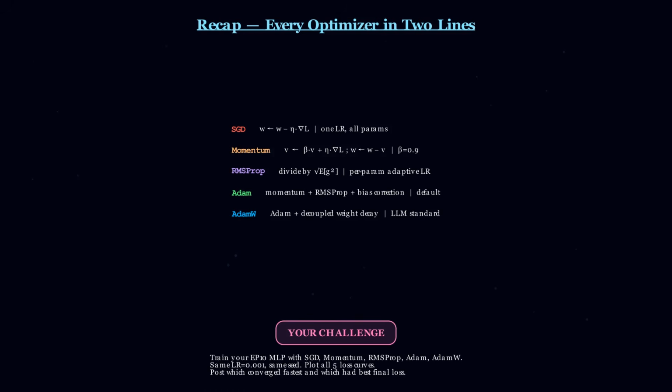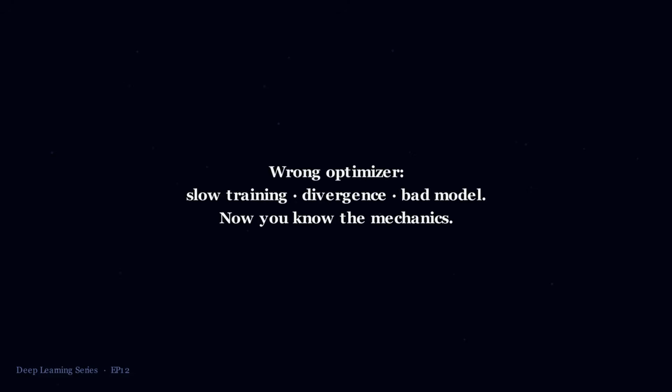Your challenge. Train your EP10 MLP with all 5 optimizers. Same learning rate, same seed. Plot all 5 loss curves. Post which converged fastest. The optimizer is not a detail. Wrong optimizer means slow training, divergence, or a model that never converges. Now you know the mechanics behind every major one.